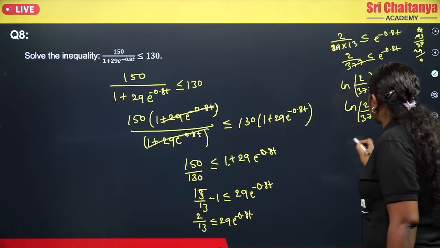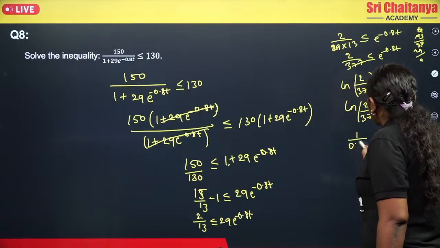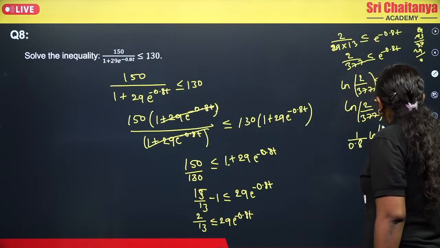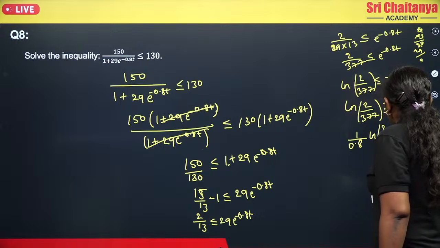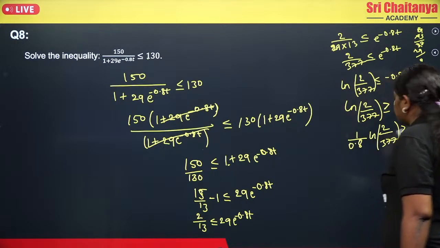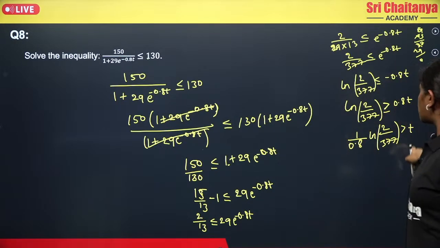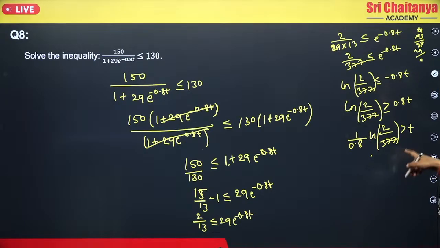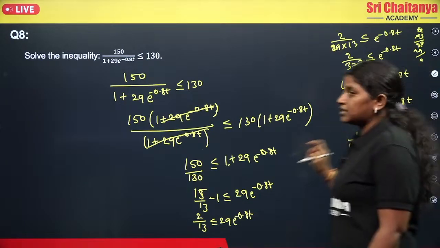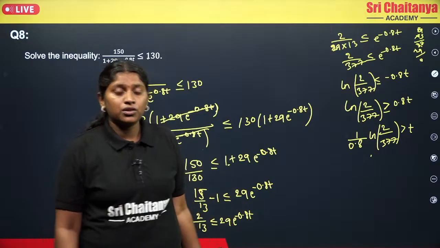So you have to multiply. So now it will become 1 by 0.8 ln of 2 by 377 greater than t. So our t value should be greater than 1 by 0.8 into ln of 2 by 377. So this is how we are going to solve.